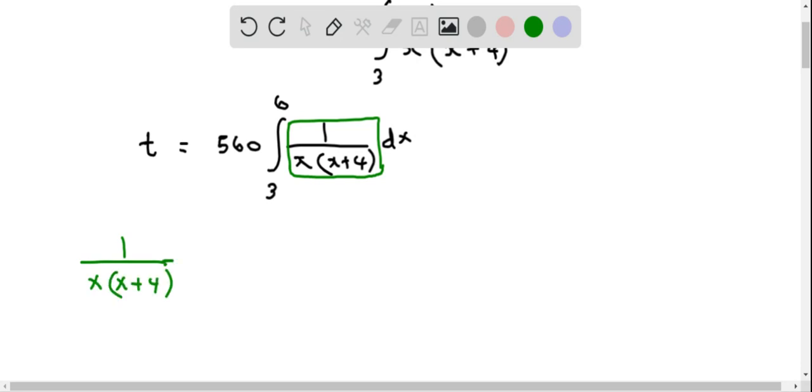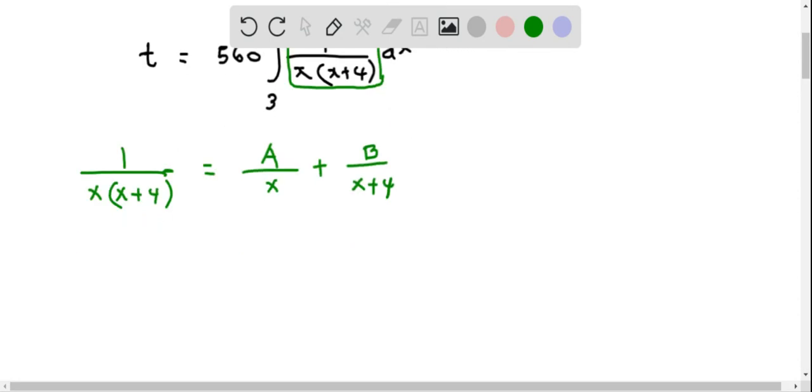According to the partial fraction decomposition method, we can write 1 over x times (x plus 4) as a sum of two partial fractions, that is, A over x plus B over x plus 4. A and B are constants that we need to determine. This is an equation of rational functions. On the left side, we have a rational function 1 over x times (x plus 4). On the right side, we have a sum of these two rational fractions.